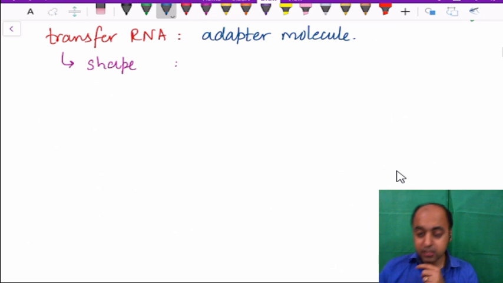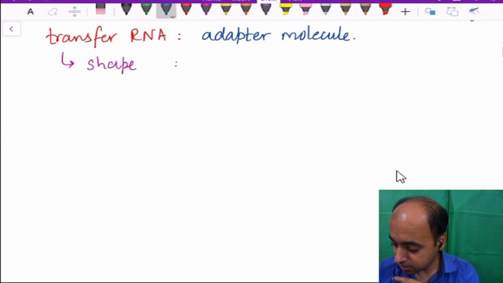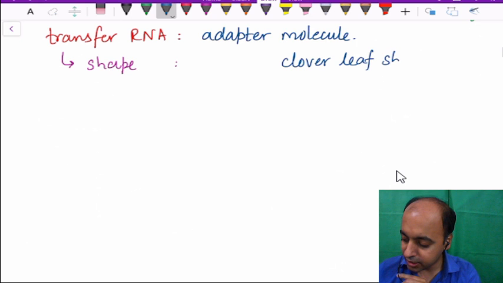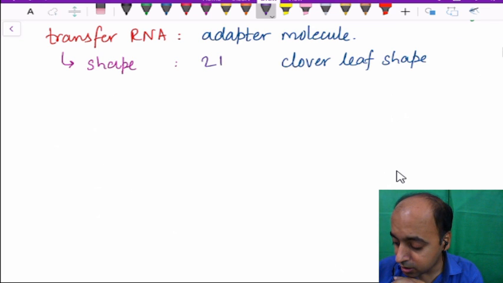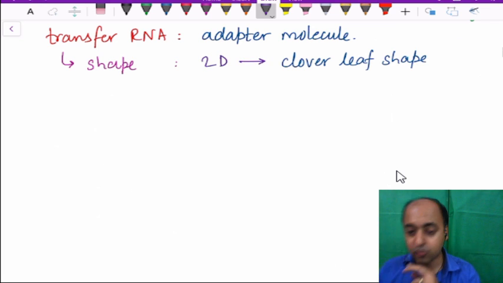So the correct answer for this would be clover leaf. Very good. You've got the answer. The clover leaf shape. But very important to remember, the clover leaf shape is seen in two dimensions.